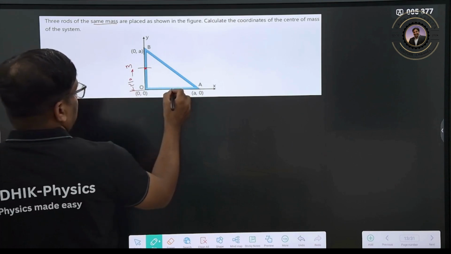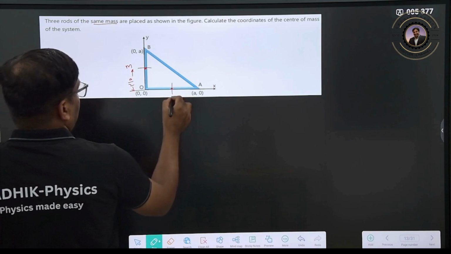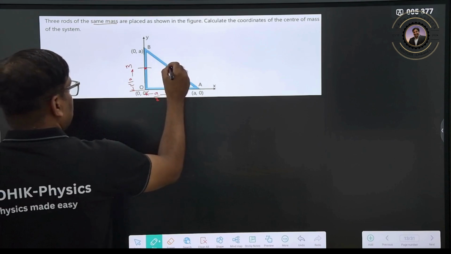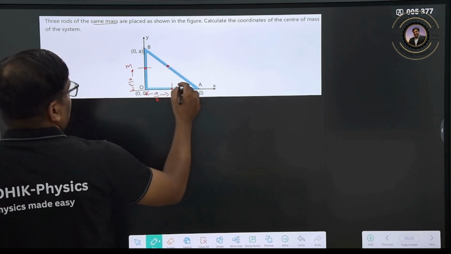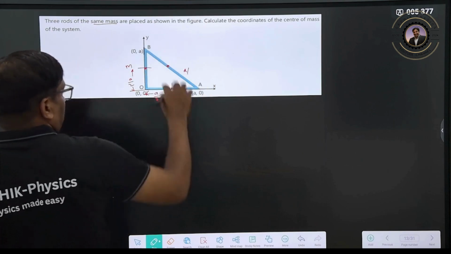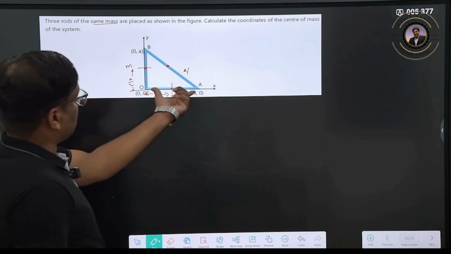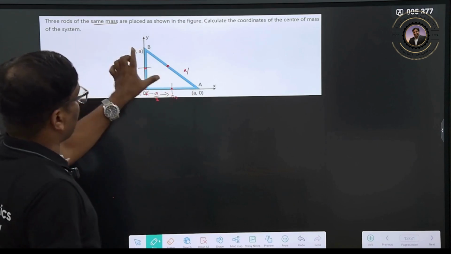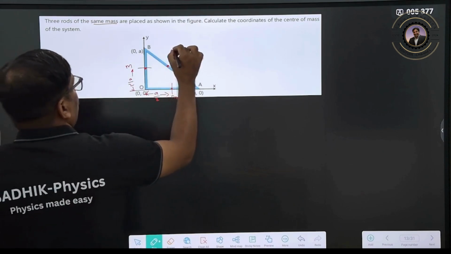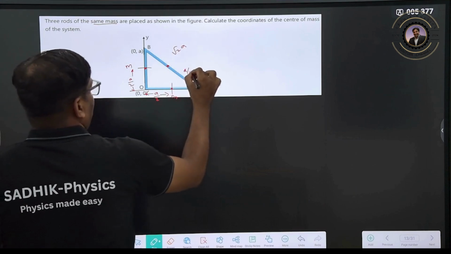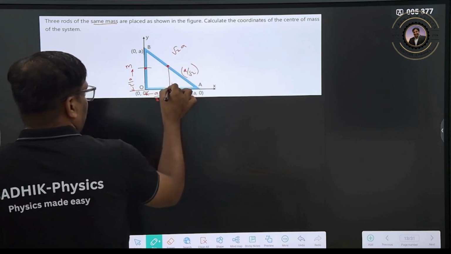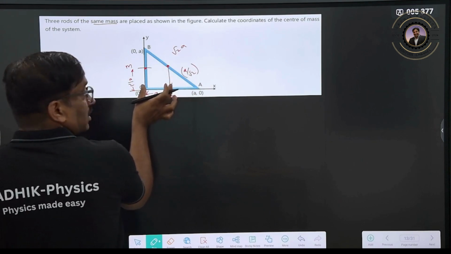So this also is M, with distance A by 2. This also will be M. What is the distance here? This distance is A, this distance is A, therefore this distance is root 2 A, so half of it is A by root 2. But we don't want this A by root 2, we want the x distance here.